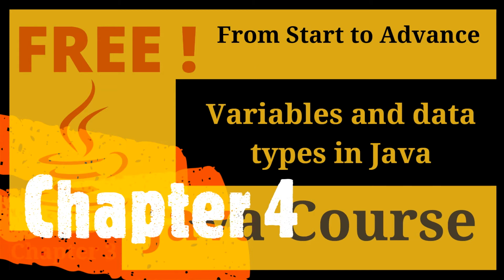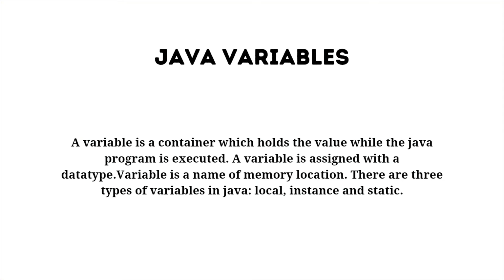So, guys, first of all, as you can check here on the thumbnail, we are going to learn about variables and data types in Java. So first, let's start with the variable. A variable is a container which holds the value while the Java program is executed. A variable is assigned with a data type. A variable is a name of a memory location. There are three types of variable in Java: local variable, instance variable, and static variable.